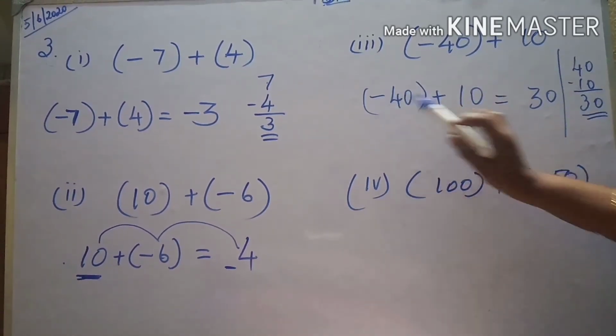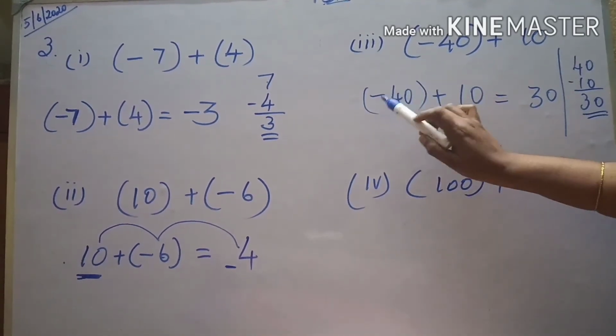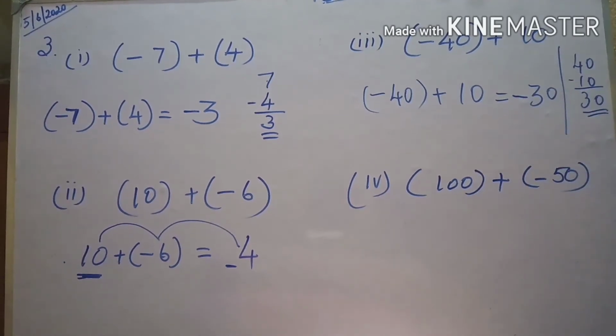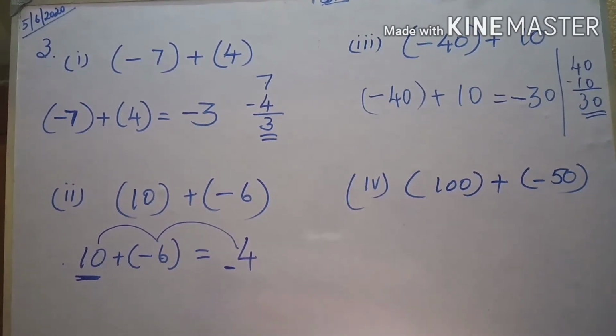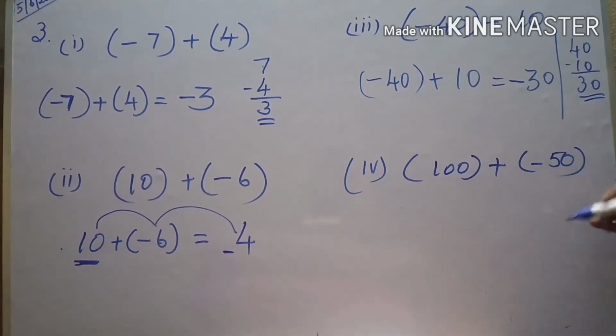30. Greater number's symbol. In these two numbers, which number is greater? 40. The symbol of 40 is what? Minus. So put the minus symbol over here. Minus 40 plus 10 is equal to minus 30. Got it, children? Right. Next sum.